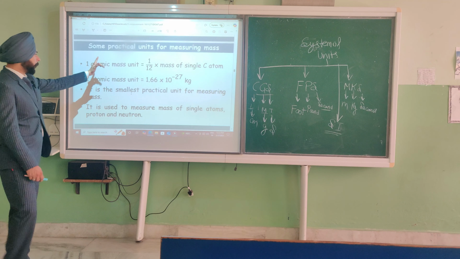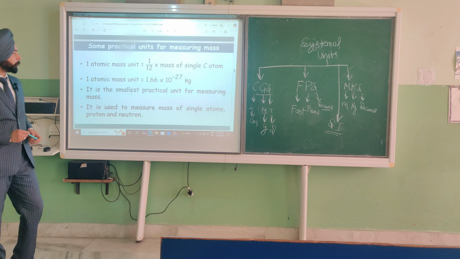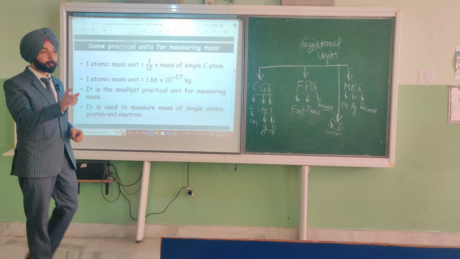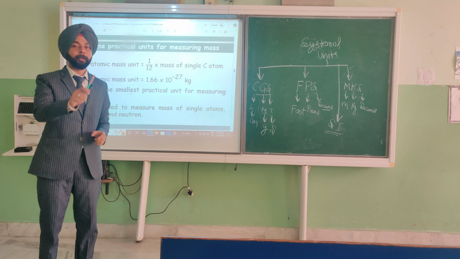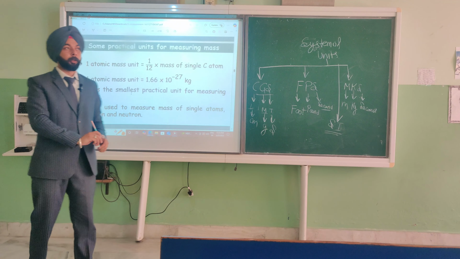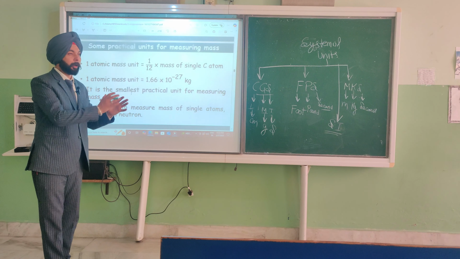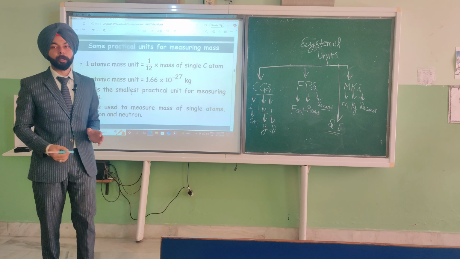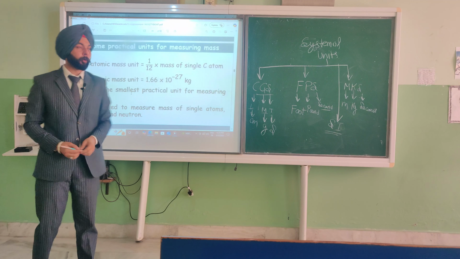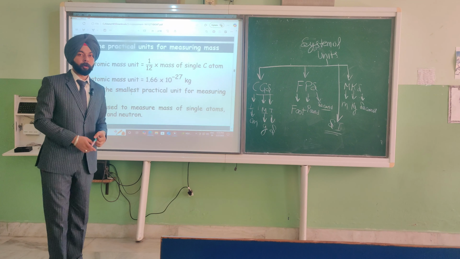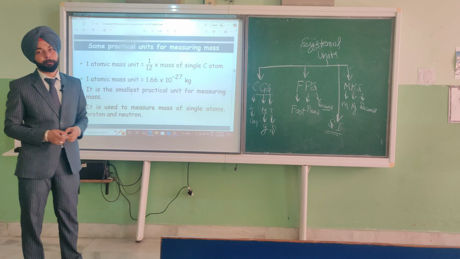Next thing is another unit for measuring mass. One atomic mass unit is the most important thing in the ninth grade chemistry chapter, atoms and molecules, and in 11th grade you will continue it. Briefly, the atomic mass unit in chemistry: what is it? One atomic mass unit is the 1/12th part of a single carbon atom.